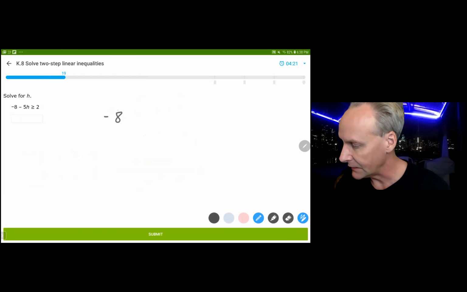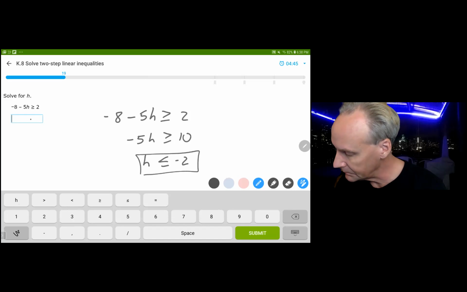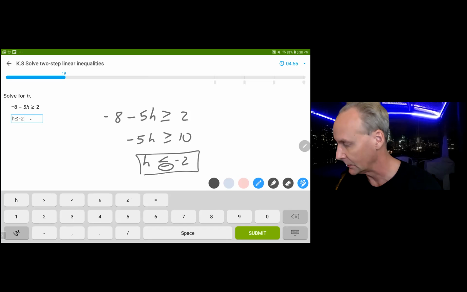For the rest, I'll just go through and solve them for you. We have negative 8 minus 5h is greater than or equal to 2. We're going to add 8 to both sides. We get negative 5h is greater than or equal to 10. We're going to divide by negative 5, which is going to change the sense of the inequality, and it's also going to change the sign. It's going to be negative 2. I just divided by negative 5 on both sides. This says that h could be less than or equal to negative 2. That's what this little symbol down here means, that it could be equal.